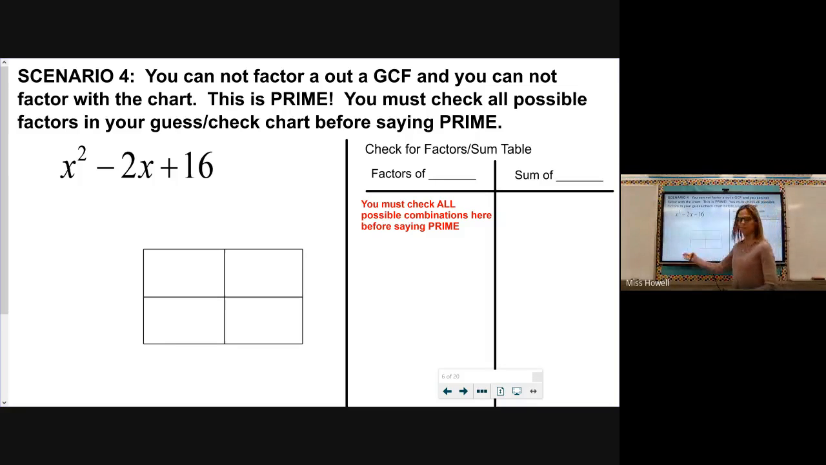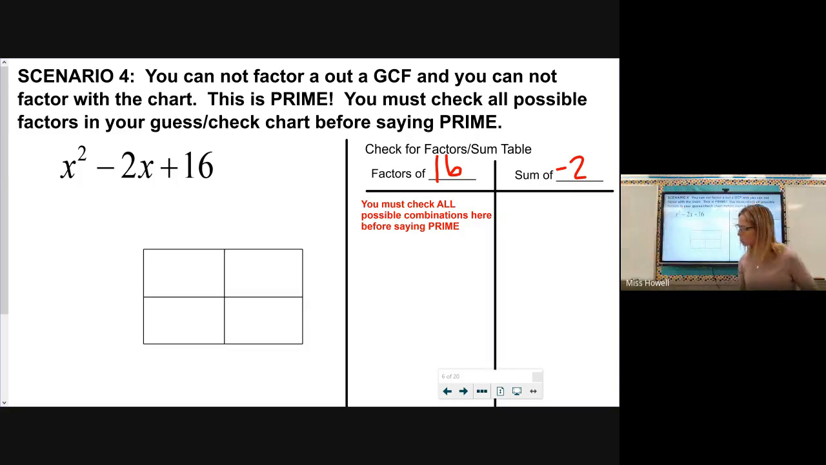So in this case, I would look first always for my GCF to see if there is one. So x squared, negative 2x, and 16, they don't have a common factor. There's nothing I can pull out. However, it still has a degree of 2 or higher, so I have to go to my guess and check to see if I can go to my chart method and factor it further. So in this case, we need factors of 16 that give us that middle term of negative 2. Do your guess and check. You have to eliminate every single possibility over there as not a correct option before you can say prime.